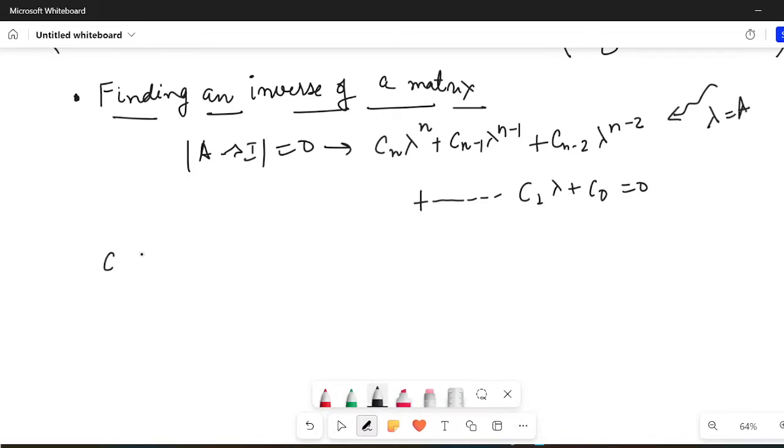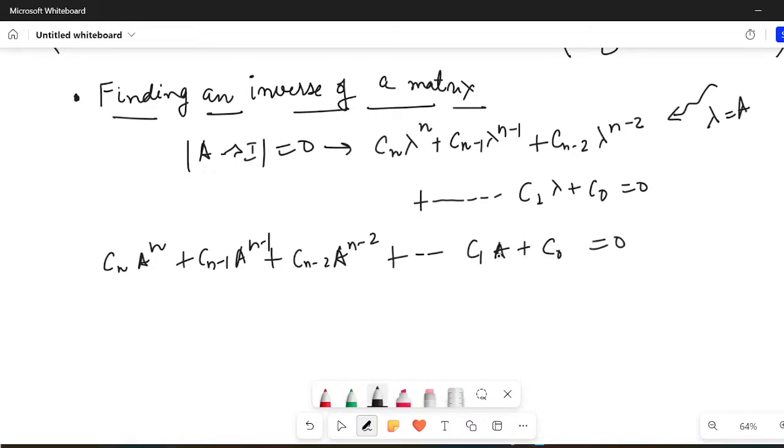So I'll get Cn A raised to power n plus Cn minus 1 A raised to power n minus 1 plus Cn minus 2 A raised to power n minus 2, and so on, plus C1 A plus C naught is equal to 0. Now if I want to find an inverse, I can pre-multiply throughout with A inverse. So I can multiply from left A inverse, here I can write A inverse, here I can write A inverse. So A inverse will be equal to what?